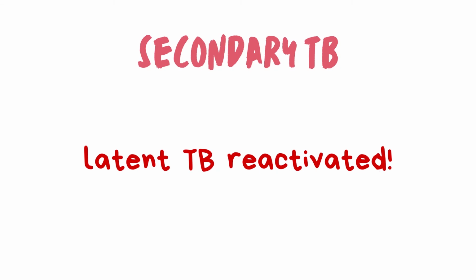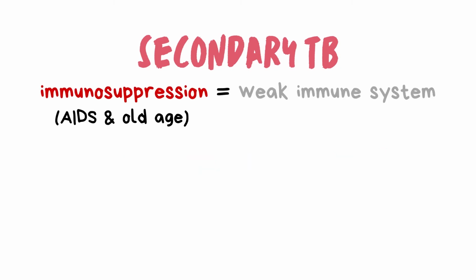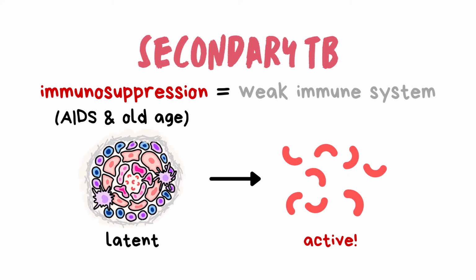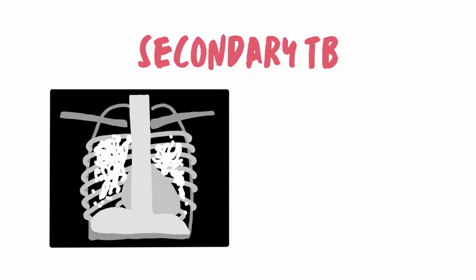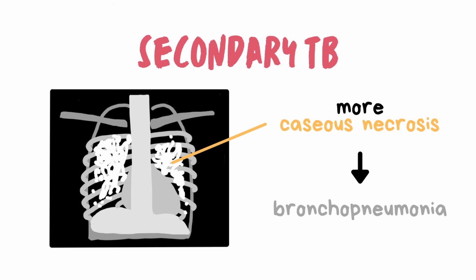How will they be reactivated, you might ask? When a patient has immunosuppression, which means a weak immune system, either due to AIDS or old age or other factors, the latent bacterium hiding in the granuloma will suddenly become active. This is because when a patient experiences immunosuppression, the number of white blood cells will decrease. Upon reactivation of the latent tuberculosis bacterium, memory T cells will begin to fire antibodies, creating an immune response in the patients. Because of this, when we take a look at the X-ray, we will notice that there is way more caseous necrosis, leading to something known as bronchopneumonia.